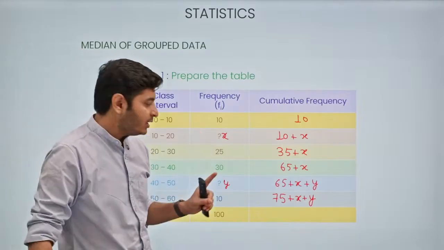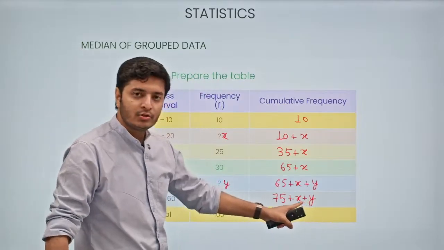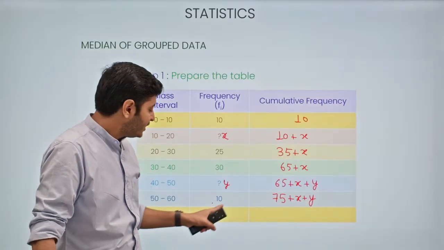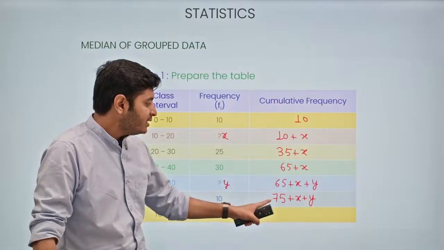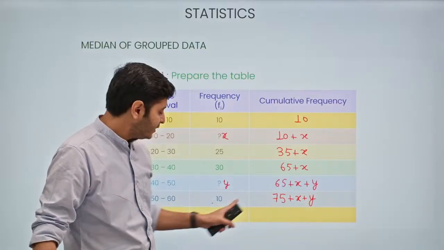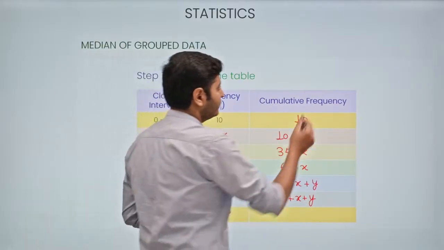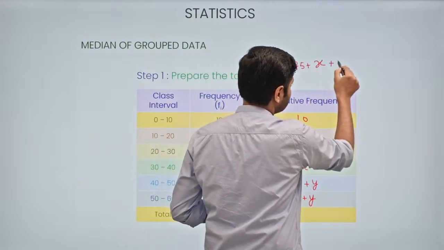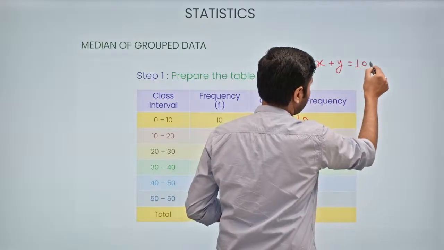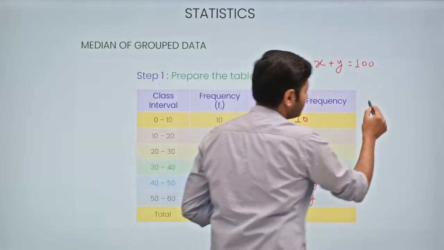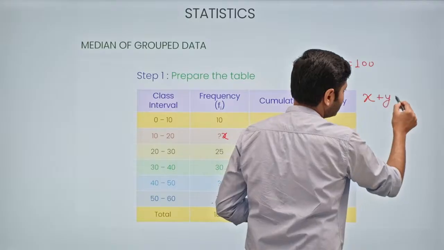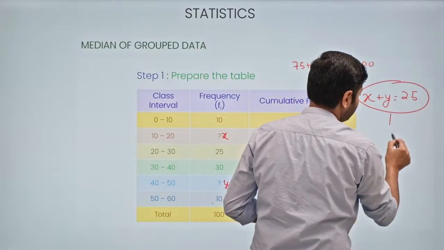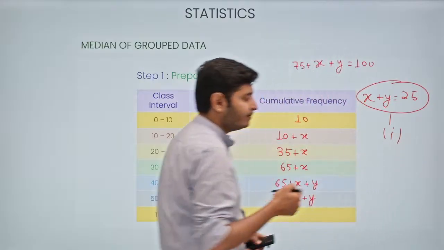In the last example, I told you that this value should always match the sum of all the frequencies. That is given as 100. So it means 75 plus X plus Y is equal to 100. From here, can we say that the X plus Y value is 100 minus 75, that is 25. So this will be my equation number 1.